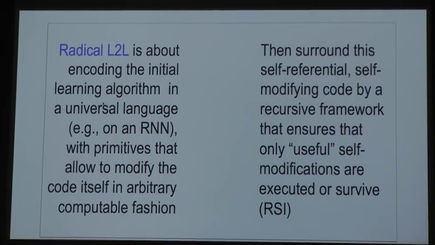Now what you have to do then, now you have the setup of a self-modifying code, and then you have to surround that with a recursive framework that allows this credit assignment process through the history of better and better learning algorithms that the system is generating as it is trying to improve its performance. You have to somehow assign credit through all these recursive chains of self-improvements, such that in the end your thing becomes a better problem solver.